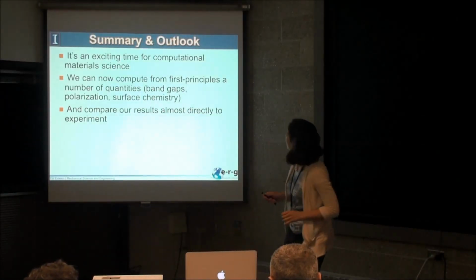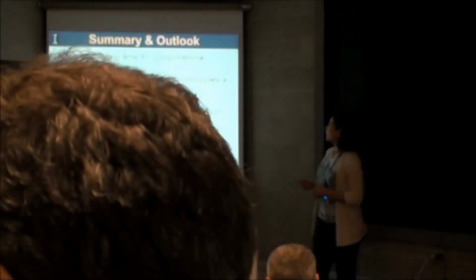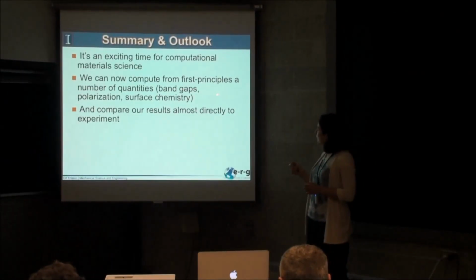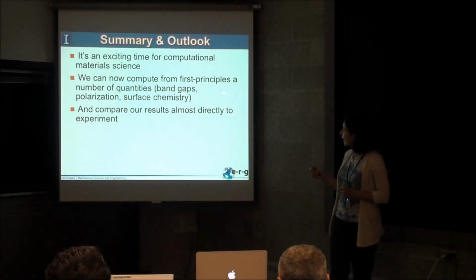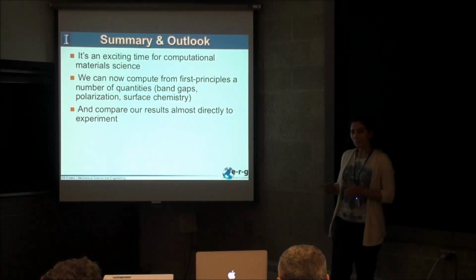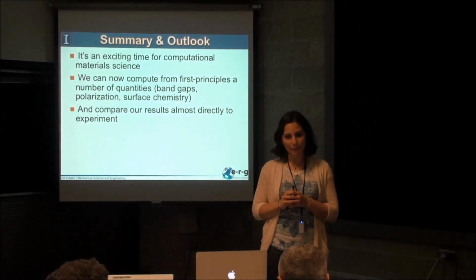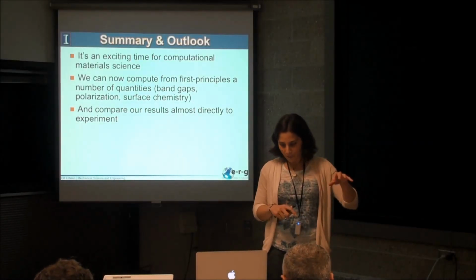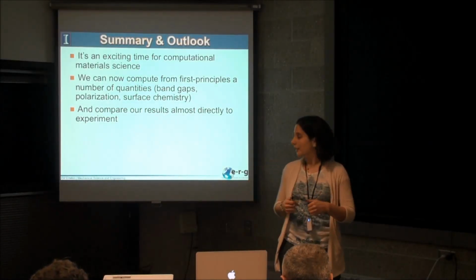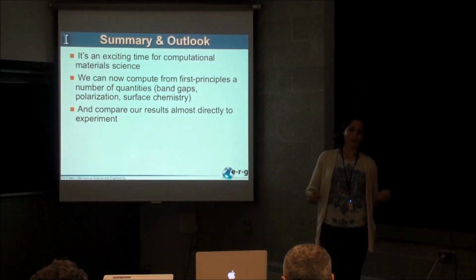So I'm going to stop here and just end by saying I think it is a really exciting time for computational material science. There are a number of quantities we can compute from first principles now. And we can almost directly compare our results to experiments. So this puts us at a really interesting point in time where the models can be improved by the experiment, and the experiments can get a lot of insight from the modeling as well. And that's what makes it kind of fun to be doing what I'm doing here.